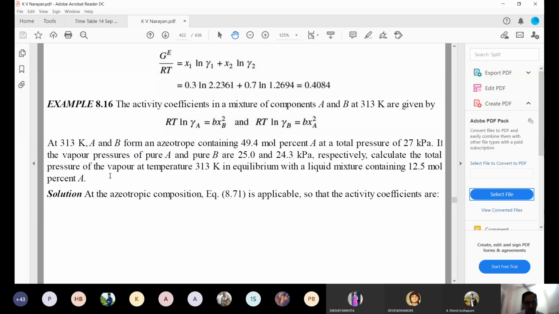Right? So what is given is that it forms an azeotrope at 313 Kelvin, which contains 49.4% A, and the total pressure is 27. The vapor pressures are also given at 313 Kelvin. So what can you find from this data? From this data, what can be found? A and B. How will you find A and B?